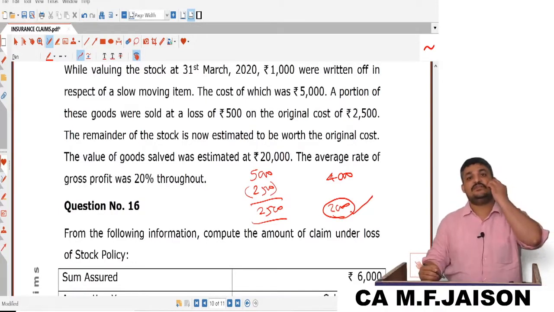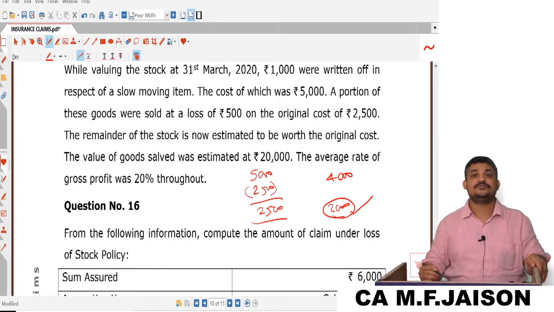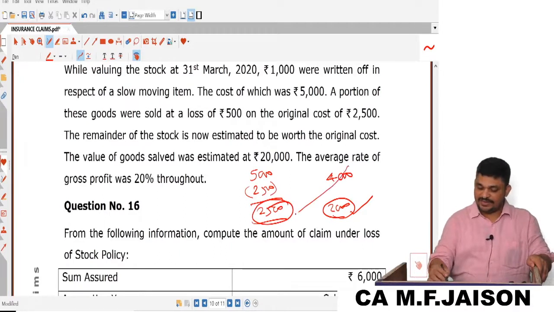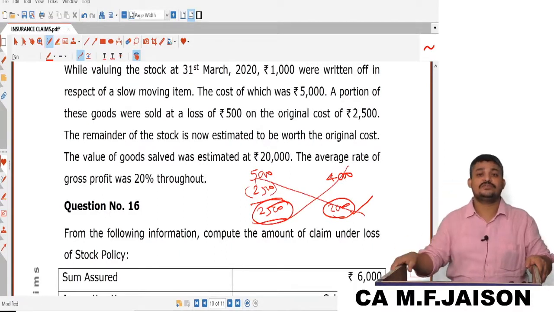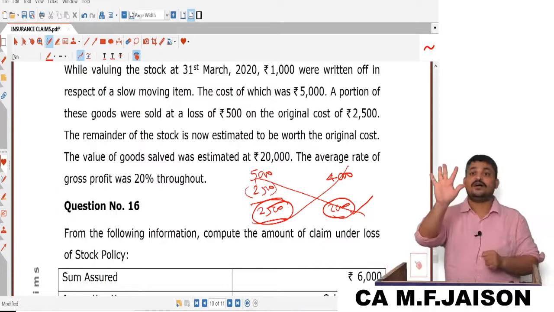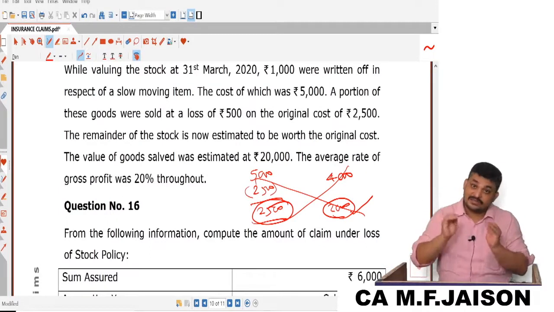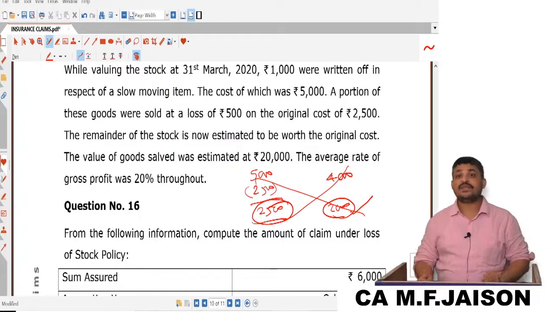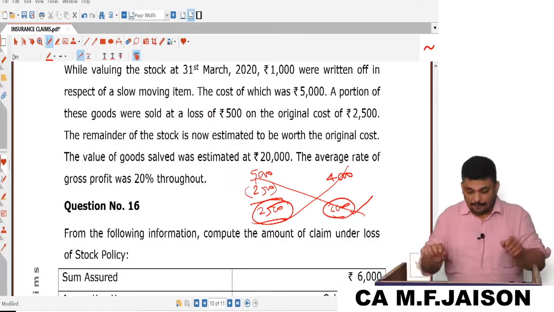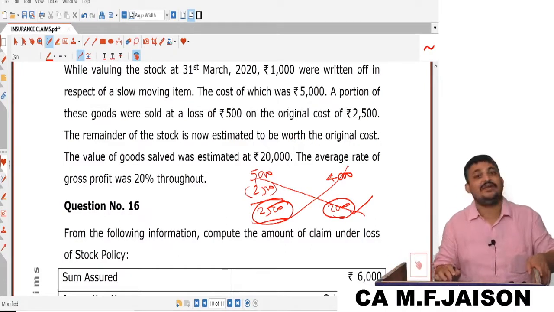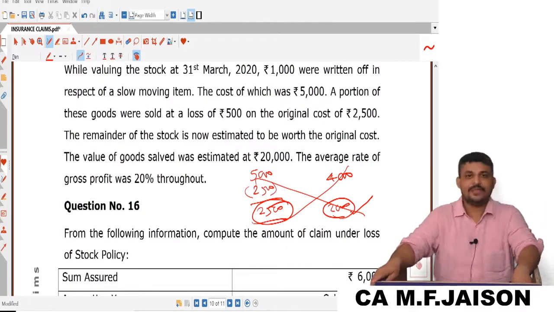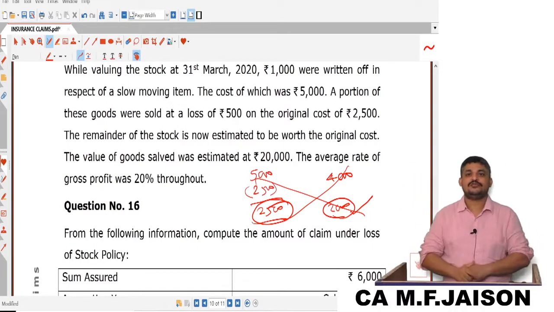But in the question it is given that the remainder of the stock is now worth its original cost. About how much should I take? 2,500 I should take. I need not go for the calculation. Straight away I will take closing stock of abnormal goods as 2,500, because total goods cost 5,000, in that goods costing 2,500 were sold. Remainder of the abnormal goods cost price is how much? 2,500. Reduced value how much? 2,000. If this statement were not given, I would have taken only 2,000. But since it is given, I will be taking 2,500. Understood?